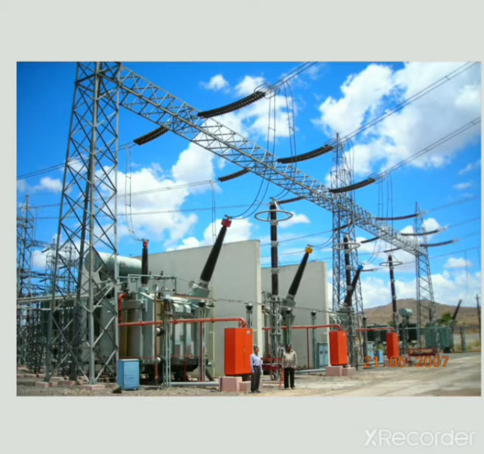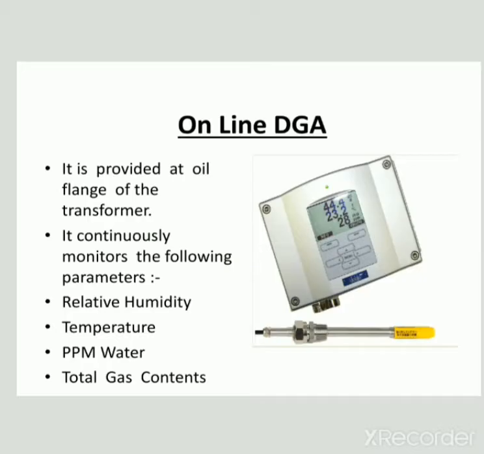There are a number of transformers available there according to voltage ratings. Next one is the most important device, called online DGA. DGA means dissolved gas analysis. This is a measurement system provided at the oil flange of the transformer. This instrument is used for a particular transformer.